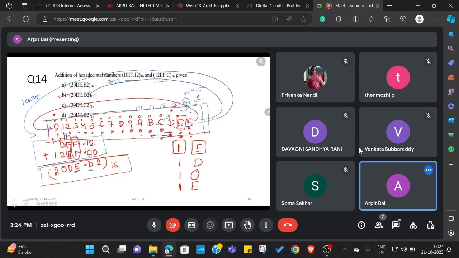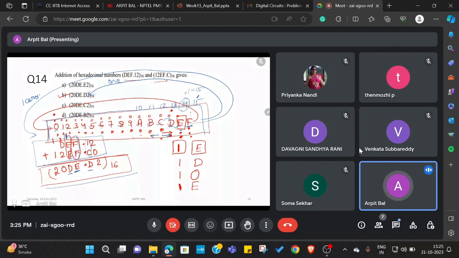The output will be D, because if you again count till 15 steps from E, it will be 1, 2, 3, 4, 5, 6, 7, 8, 9, 10, 11, 12, 13, 14, 15. So you will arrive at D, and similarly you can do for the rest of the parts.